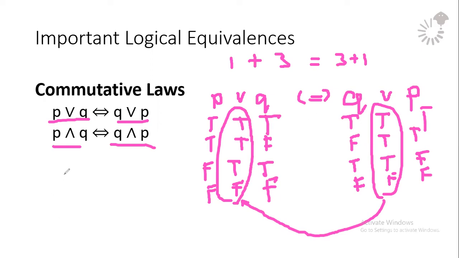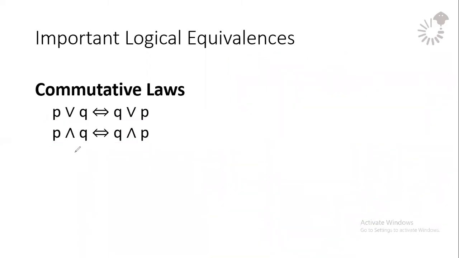Commutative law. Ganun din naman sa conjunction. Magkaiba man yung pwesto, same answer lang yung conjunctions. That would be true, false, false, false, true, false, false, false, false for this truth table.